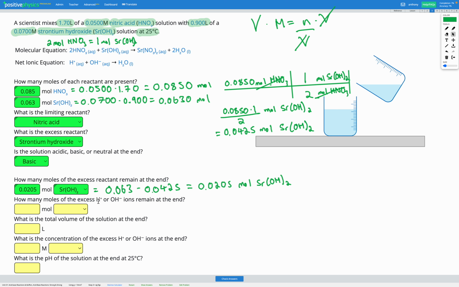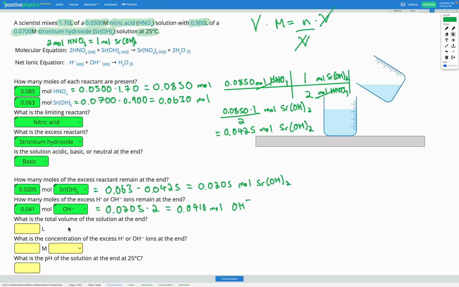So how many moles of excess H plus or OH minus ions remain at the end? Now, strontium hydroxide contains 2 OHs in it. So that means for every 1 mole of strontium hydroxide, we get 2 moles of hydroxide ions produced. So we're going to have to multiply our number of moles of strontium hydroxide by 2. So we're going to do 0.0205 multiplied by 2, which gets us 0.0410 moles of hydroxide ions. Let's go ahead and fill that in here. 0.0410 moles of hydroxide ions.